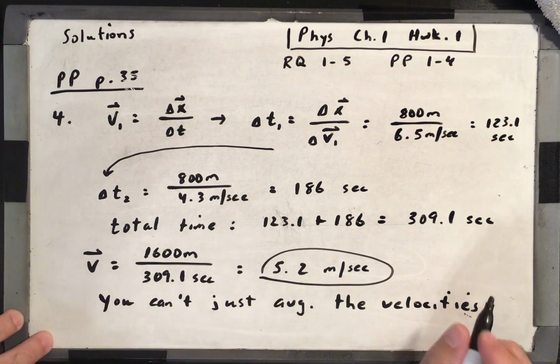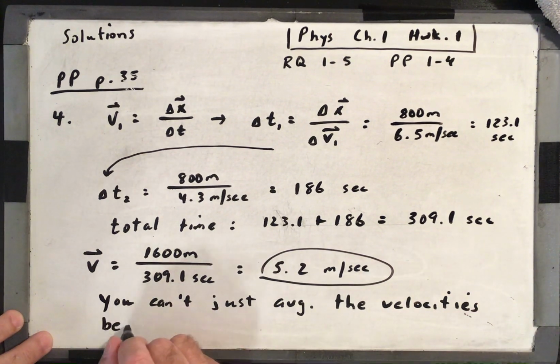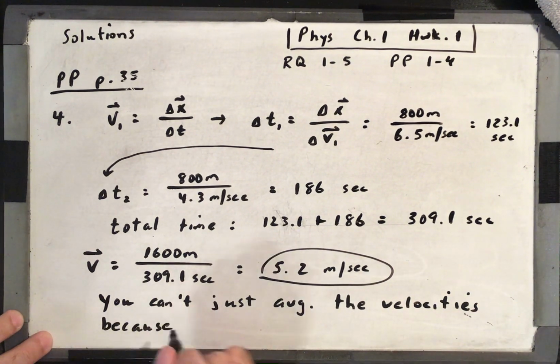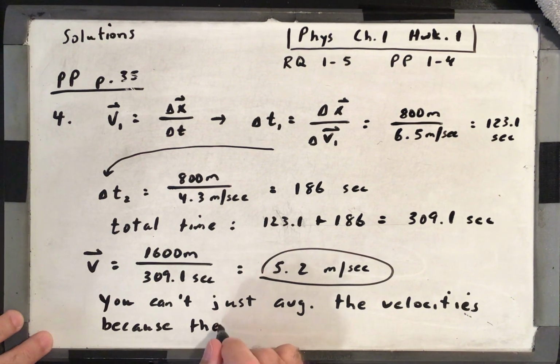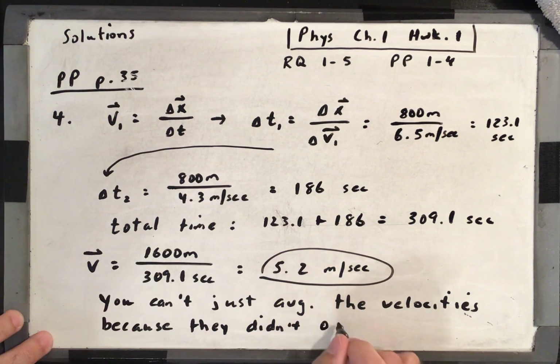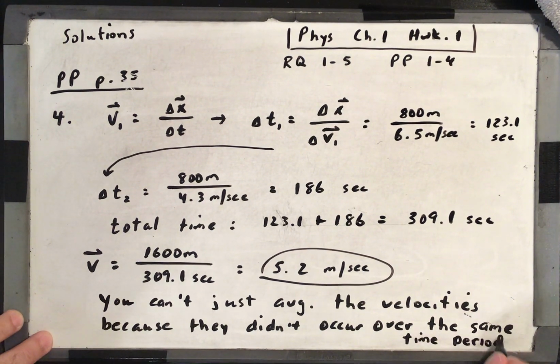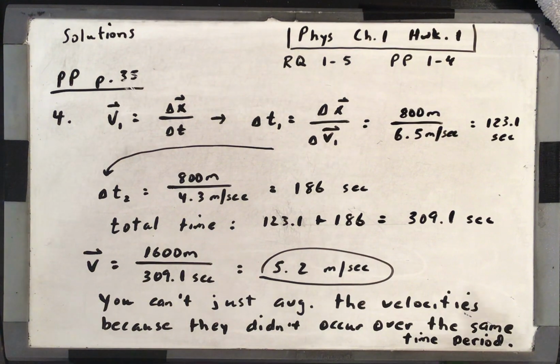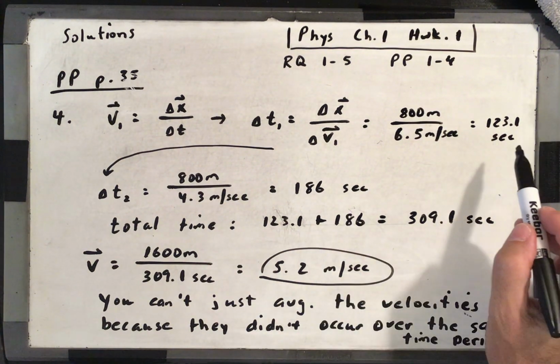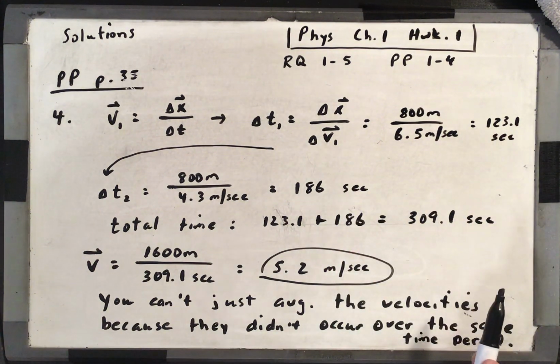Because they didn't occur over the same time period. Okay, I hope you can see this, getting down to the bottom here. All right, since they didn't occur over the same time period, we had to figure out the two times and make that the total denominator.